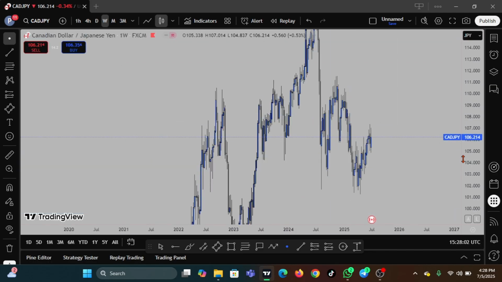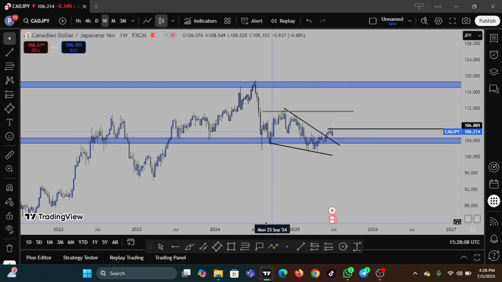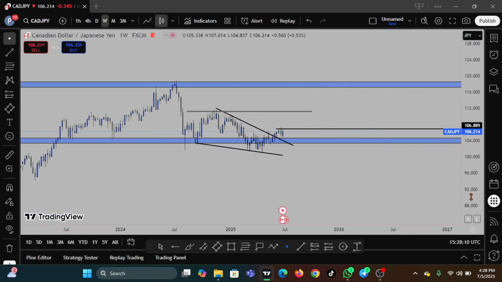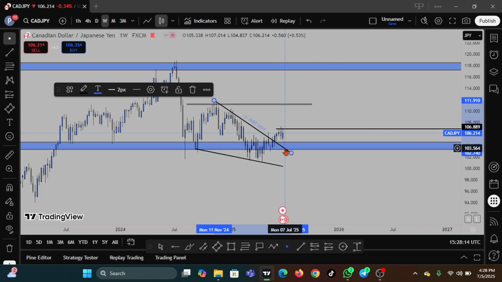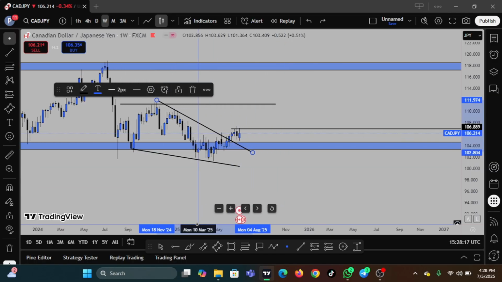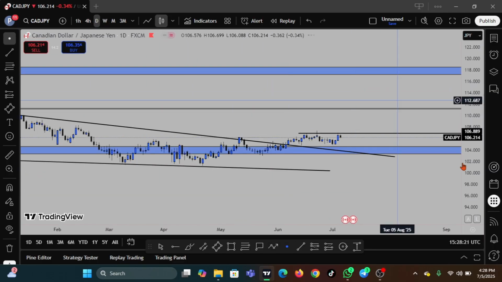So we saw these chart patterns. Let's go to the weekly chart. We saw this price reacting at this level, and there's a chart pattern here. This chart pattern is signaling a buy movement, and we have a break retest of this level. So we expect this market to continue pushing higher. So I'm expecting CAD JPY to push higher.